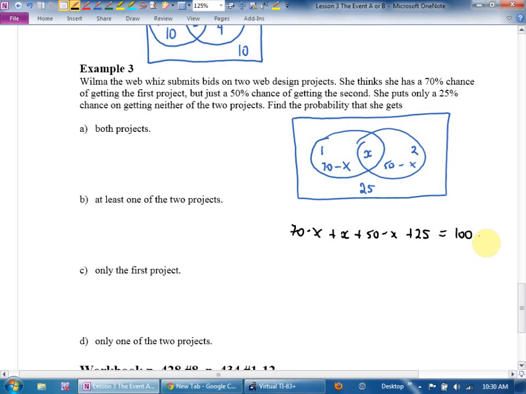I have minus x plus x minus x. When I go minus x plus x minus x, two of my x's cancel, and I end up with just a single solitary x. Oh, and I have 70 plus 50 plus 25. What is 70 plus 50 plus 25? Oh, sorry, a minus x. Did I say a plus x? I'm sorry. A minus x. Plus 145 equals 100. Or, thinking about it, 145 take away the middle equals 100. What does x have to be? What's the middle gotta be?